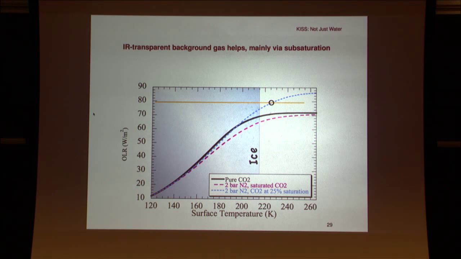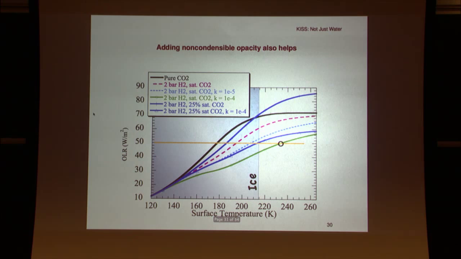But the other thing is, remember, when you make it dilute, which is possible, then you can also have subsaturation. So this is with subsaturated CO2, and now you can see that you have a considerably bigger window, or at least some window, where you can have a CO2 ocean. Finally, if you put in a hydrogen background, that adds some opacity to the background atmosphere and warms it up, and then you get into cases like this green case, where you have a very big window where it's warm enough to have a liquid CO2 ocean.